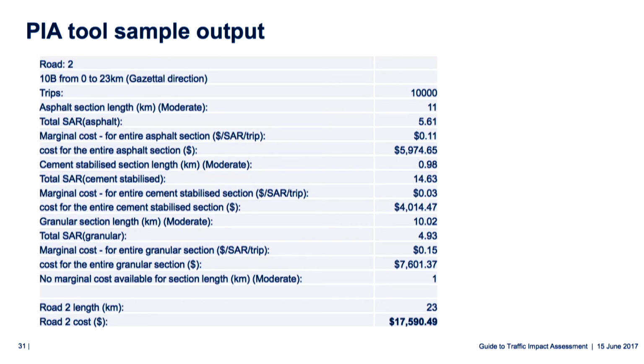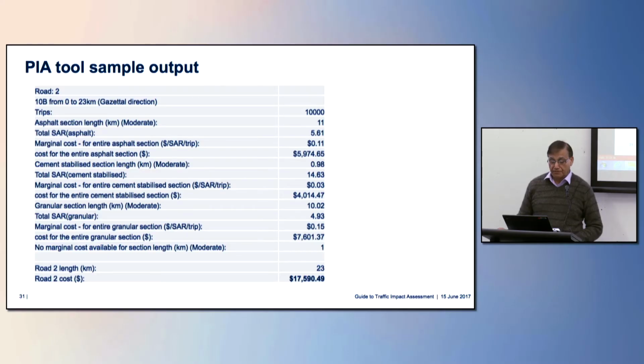Now, the road 2, similar method, the 10B 0 to 23 kilometer, similar sort of calculation depending upon different marginal cost from the database and the segments, where they are, what type of material. So once you know the cost for road 2, and then when you combine road 1 and road 2, you'll get the total overall cost for 168 kilometer, 432,735, and that's the total cost as a result of the impact.